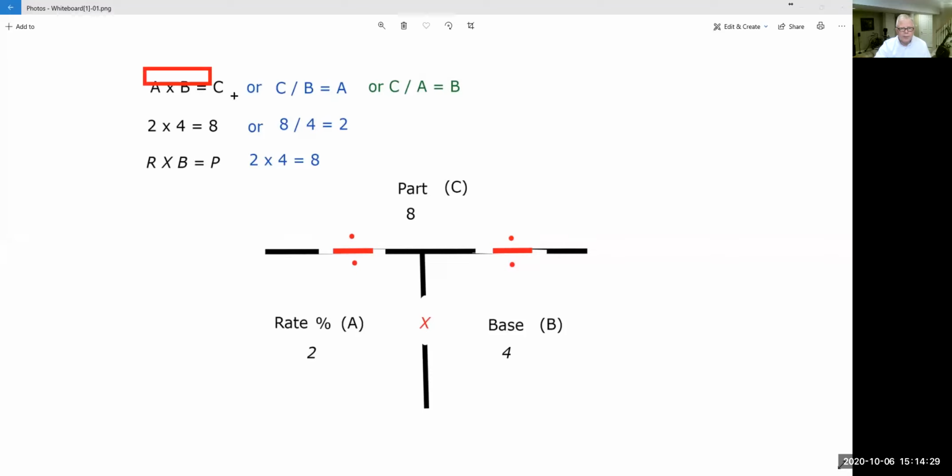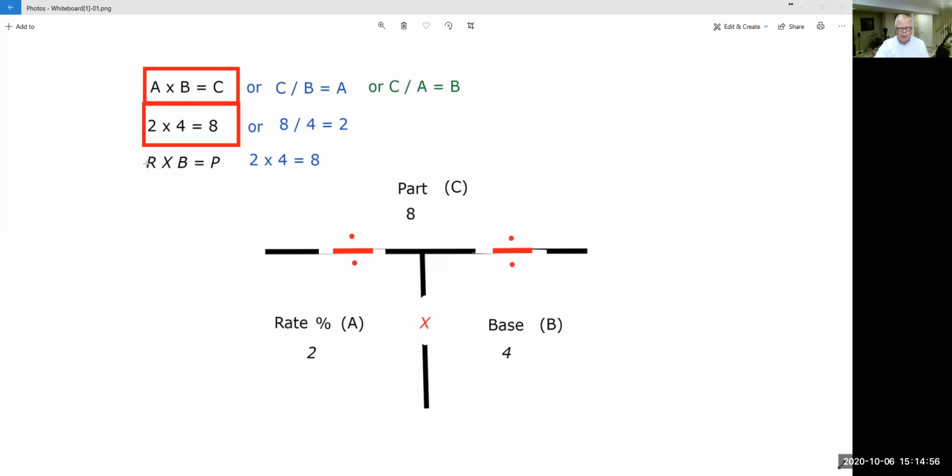Look at this formula here. A times B equals C. It is a very simple algebraic formula. If you multiply A times B, you get C. So obviously, that's substituting numbers in there for it. And we're going to substitute one more thing. We're going to substitute a P for the C and R for the A.